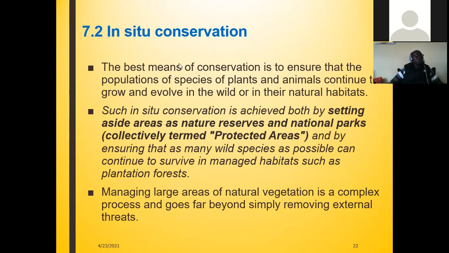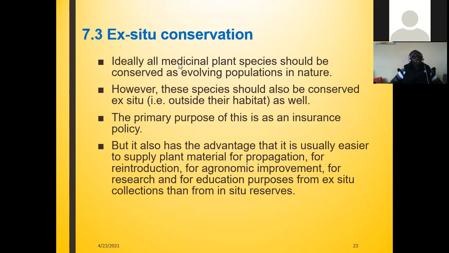Again, going back to conservation, in situ conservation, for those who may not be aware, is whereby we plant more of these plants in already existing forests in the wild. We just plant and make sure that those plants that are threatened are planted, and we have many of them. We can set aside nature reserves and national parks, which we call protected areas, to act as conservation zones. We also have ex situ conservation whereby we can set aside gardens, maybe our botanical gardens or our lands, and domesticate these plants within our reach.